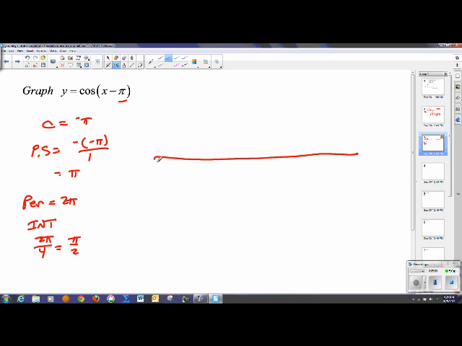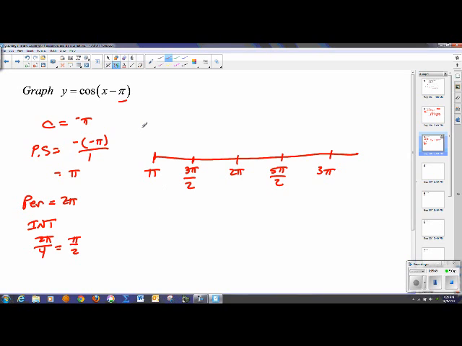So in this case, rather than start at 0 and go to 2 pi, I'm going to start where my phase shift is. I would normally start at 0, but now I'm starting at pi. Now, my intervals are pi over 2 from pi. So I add pi over 2 to this, and I get 3 pi over 2. Add pi over 2 to that, I get 2 pi. Add pi over 2 to that, I get 5 pi over 2. And add pi over 2 to that, and I get 3 pi. And I'm going to be graphing a cosine function from here.